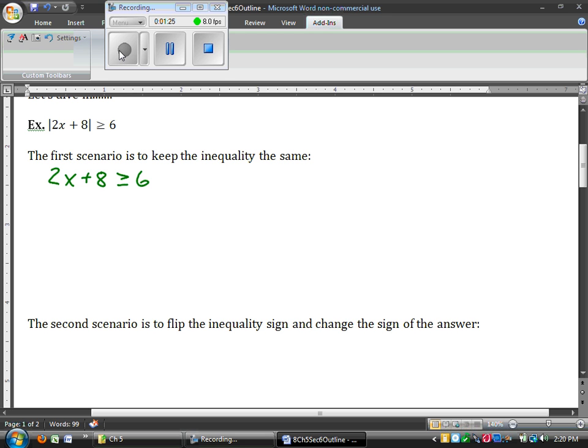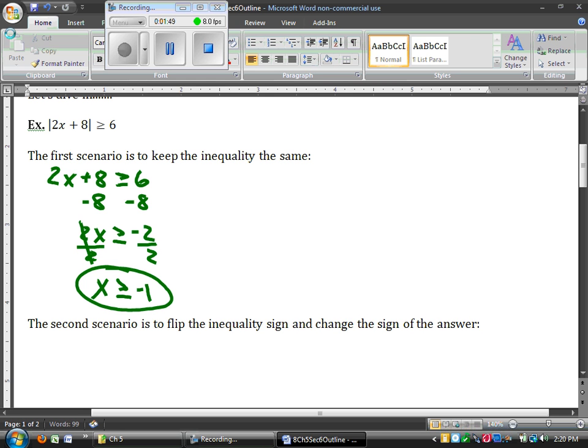And we'll solve that just like we would normally. Subtract 8, so that 2x is greater than or equal to negative 2. Divide by 2, so that x is greater than or equal to negative 1. You'll notice I didn't flip my inequality because I didn't divide by a negative. I had a negative on top, not on bottom, so please don't get those confused. So there's one of our inequalities: x is greater than or equal to negative 1.